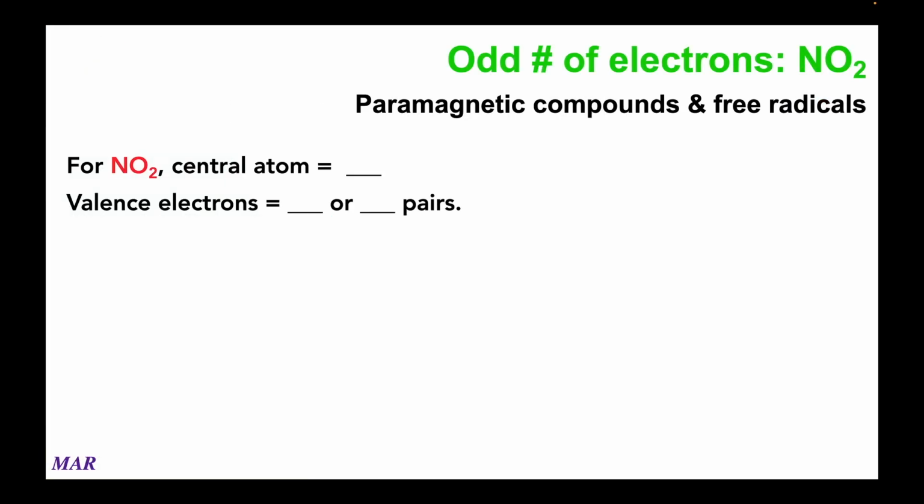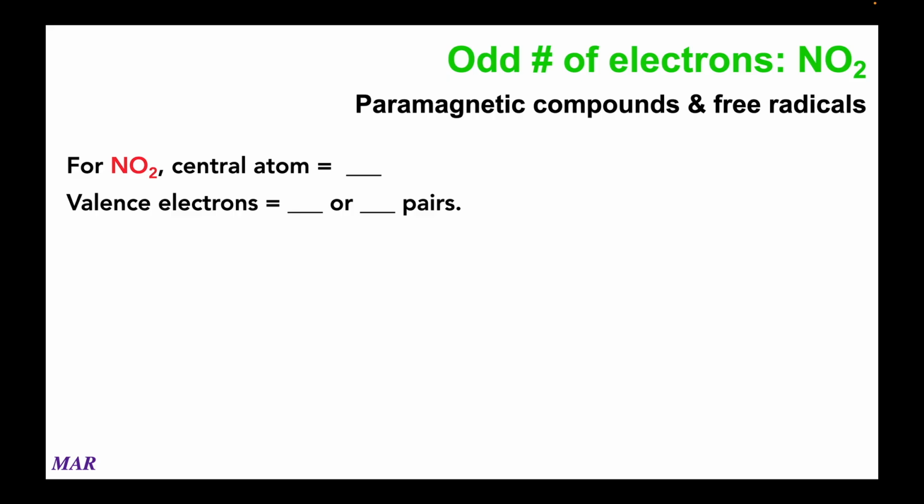All of the examples we've looked at so far have had an even number of electron pairs, but you don't have to have an even number of electron pairs. So let's talk about an example of a molecule that has an odd number of electrons, and let's look at nitrogen dioxide. If you have an odd number of electrons, it's called paramagnetic, or sometimes a free radical, and NO2 is a great example of that. So let's build a Lewis structure for NO2.